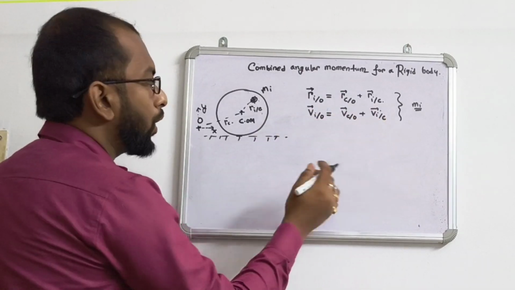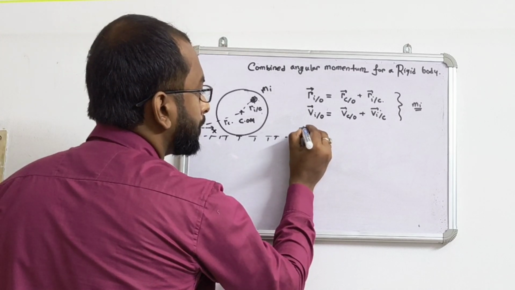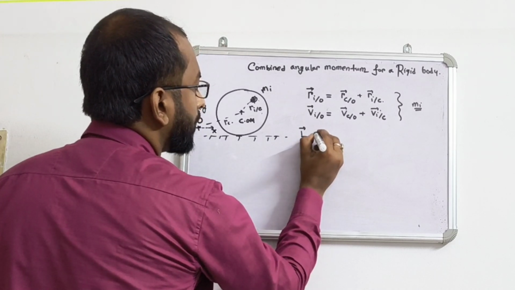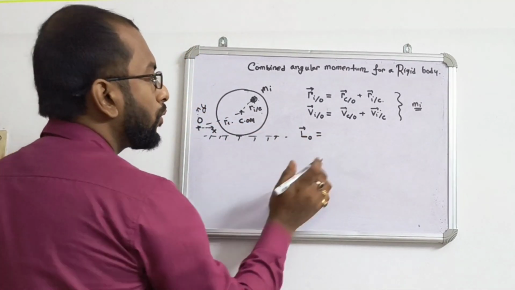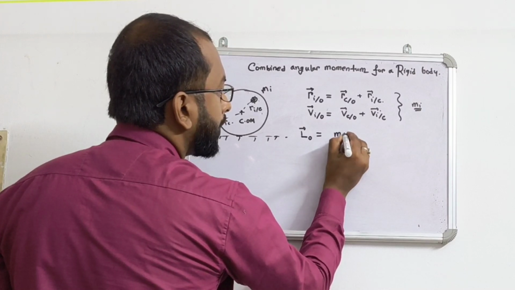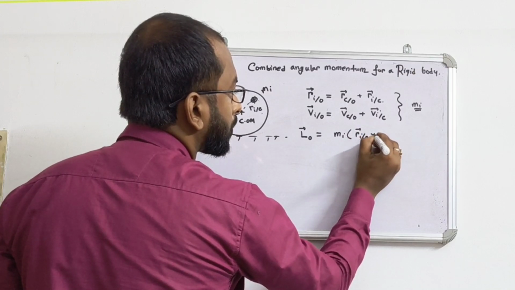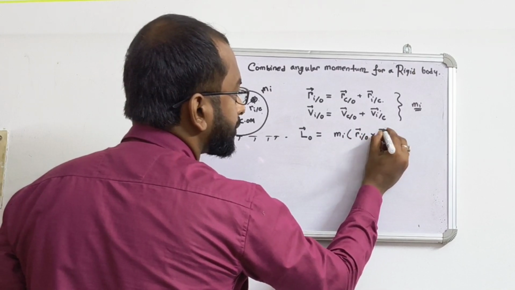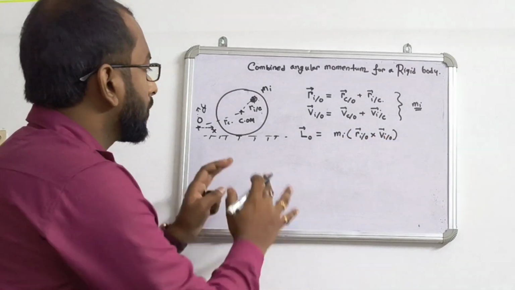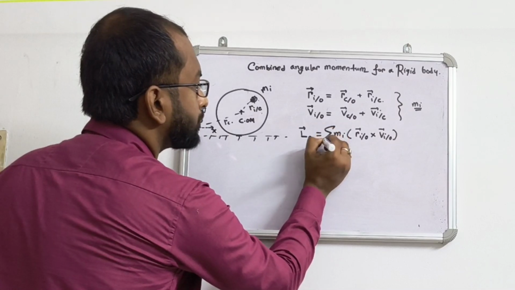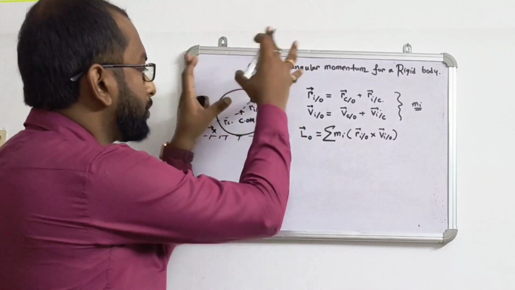Now what is going to be the angular momentum with respect to this point O? Angular momentum of this body with respect to point O, with respect to any point O, is mi into ri cross vi with respect to the origin. Ri with respect to origin cross vi with respect to origin. Now total angular momentum will be the summation of all small angular momentum for all these small masses, and this is the angular momentum of this body with respect to this point O.